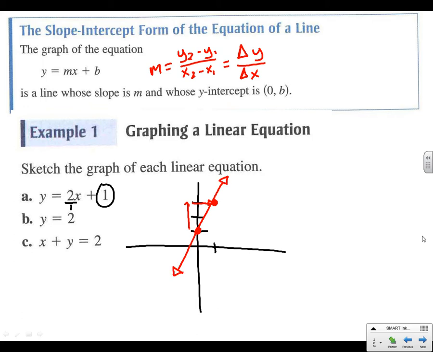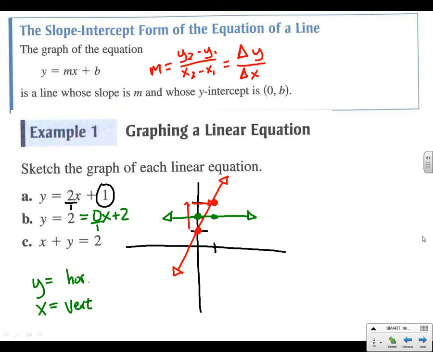Second one, y equals 2. This is the same as saying 0x plus 2. So my y-intercept is 2. I put the dot at 2, and then I rise 0 and run 1, so I go up 0 and over 1. I end up with a horizontal line. Anytime you have y equals a number, that's going to be horizontal. Anytime you have x equals some number, that's going to be a vertical line. No slope at all on that. Slope is undefined.